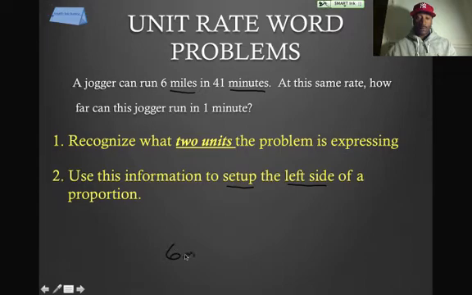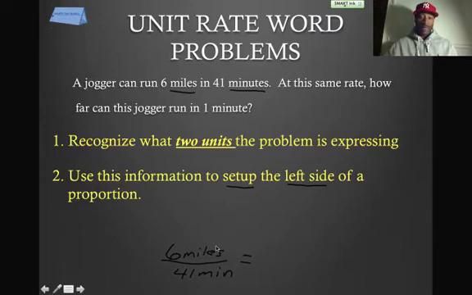miles every 41 minutes, and I'll abbreviate minutes, and equal. So now you see I have the left side of my proportion.